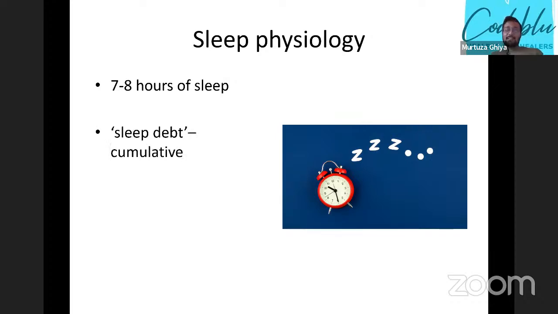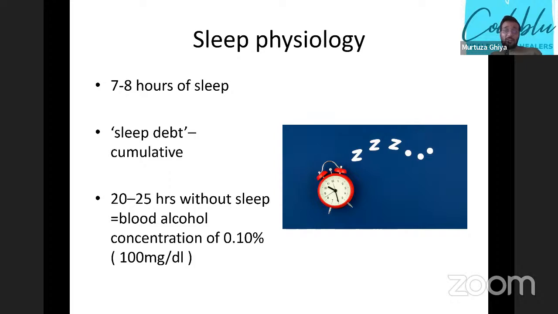Sleep debt is an interesting concept. The sleep debt is we all need these 7 to 8 hours of sleep. On a certain day, if you get less than that, say you get 5 hours of sleep, you have a sleep debt of 1 to 2 hours. You need to pay that debt. The next day, pay the debt off by sleeping 1 to 2 hours extra.